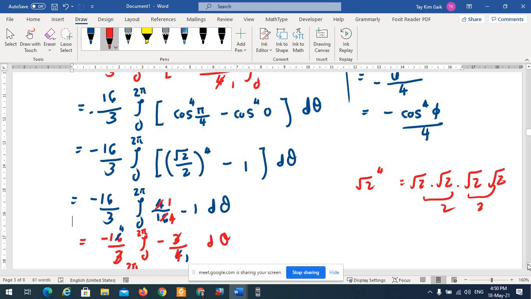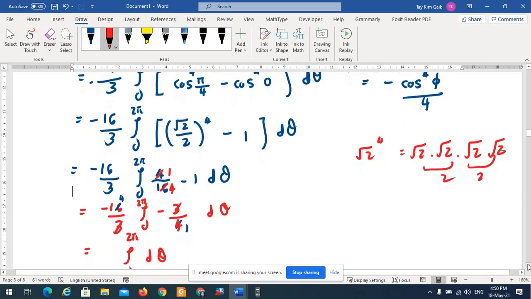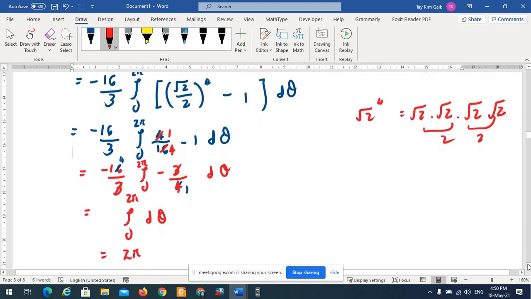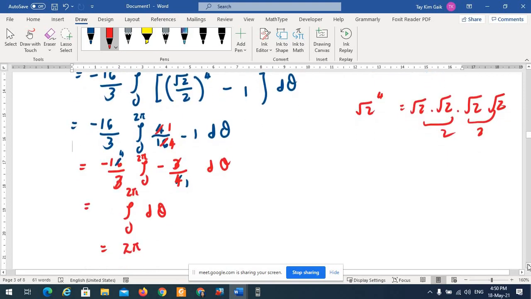I think my answer is correct, and the answer given is wrong. Ni sampai saya dapat sama. 2 pi. 8 pi. Miss ada 4 pi kat luar tu. Aku darab dengan 2, aku dapat 8 pi.